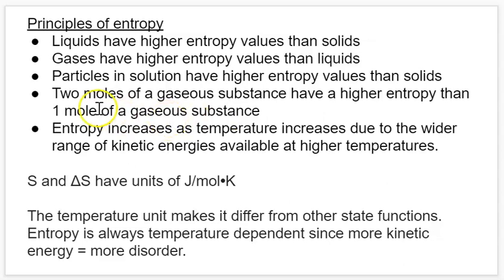And just as an overall idea, entropy is going to increase as the temperature increases. And this is due to a wider range of kinetic energies available at higher temperatures. If you recall when we looked at the Boltzmann diagrams before, where we had those sort of bell curves that showed all of the possible kinetic energies of something at a certain temperature, you might remember that as we increased the temperature of the system, that bell curve kind of widened to show a higher range of available kinetic energies for the particles at that temperature. And delta S and absolute entropy S have units of joules per mole per degree Kelvin.